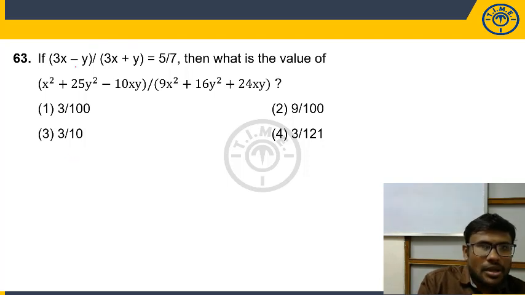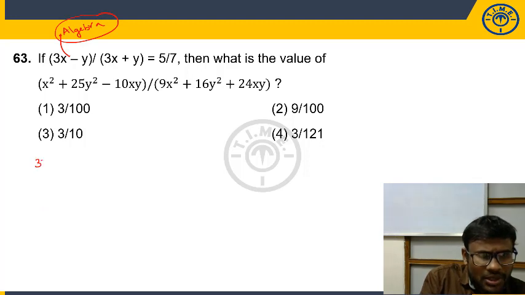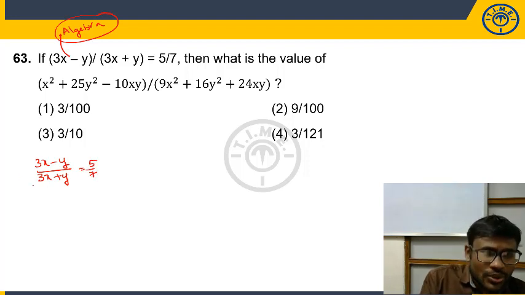Okay. So 3x minus y divided by 3x plus y is equal to 5 by 7. So this is also an algebra question. So we were given 3x minus y by 3x plus y is equal to 5 by 7. So by componendo and dividendo, I can directly write 3x by y as 5 plus 7 by 5.